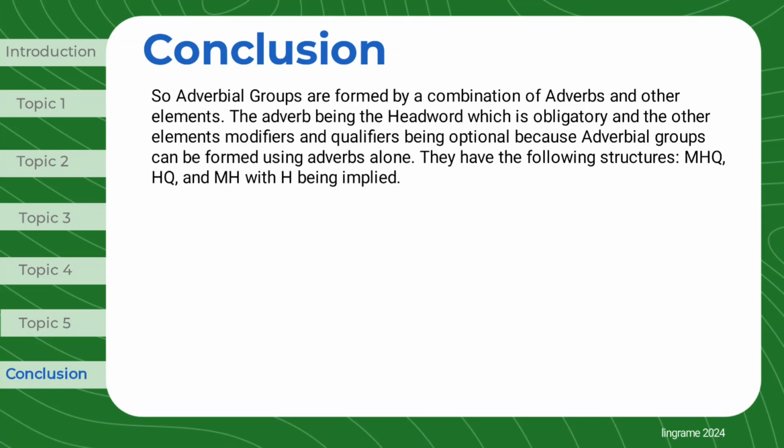So adverbial groups are formed by a combination of adverbs and other elements. The adverb being the headword, which is obligatory, and the other elements, modifiers and qualifiers, being optional, because adverbial groups can be formed using adverbs alone. They have the following structures: MHQ, HQ, and MH with H being implied.